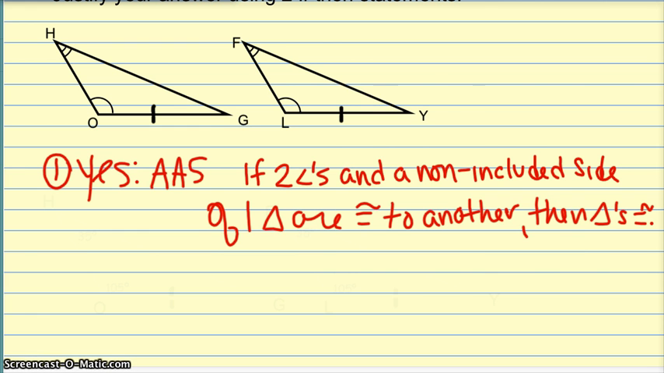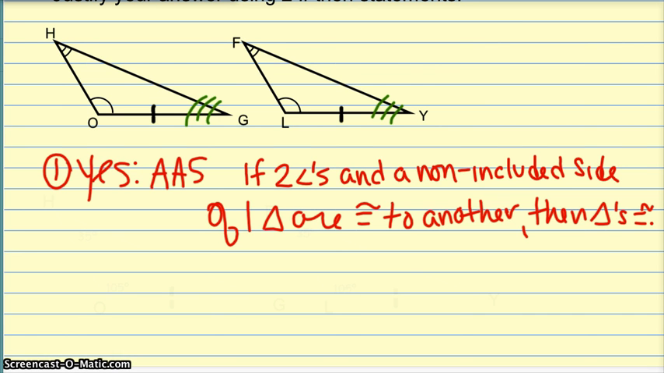The second if-then statement comes from actually finding another theorem to prove these congruent. One of the first lessons, I think it was lesson 1, said that if you know that two angles are congruent, you can prove the third is congruent. So since I know that angle O and H are congruent and angle L and angle F are congruent, then angle G has to be the same as angle Y.